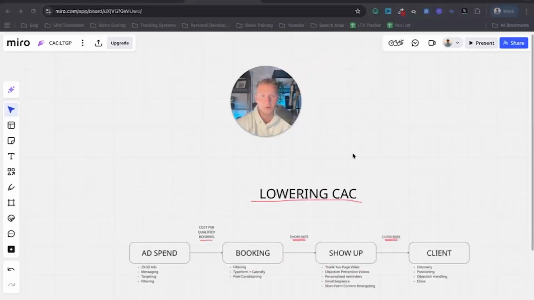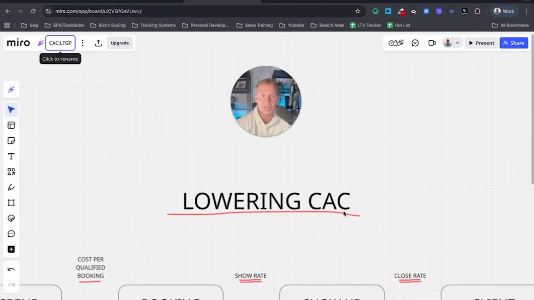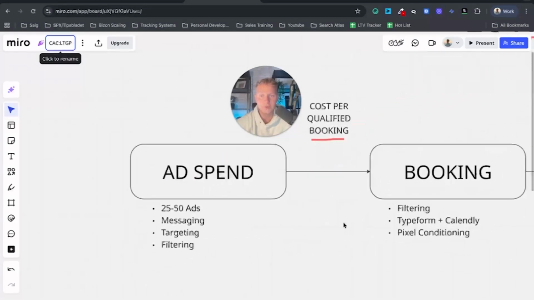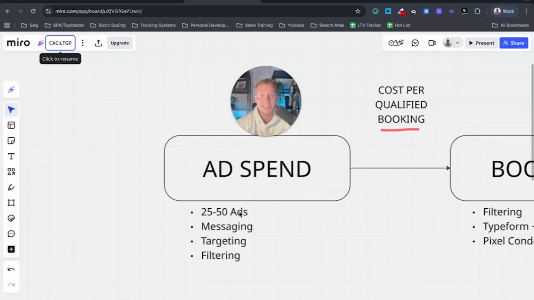So essentially the first thing is lowering the CAC. And what I mean by that is essentially how can you pay less for acquiring a new client? And there's a lot of different stuff that goes into this. The first thing is ad spend. And in this video, I'm going to only be talking about paid advertising because that's what I'm doing.